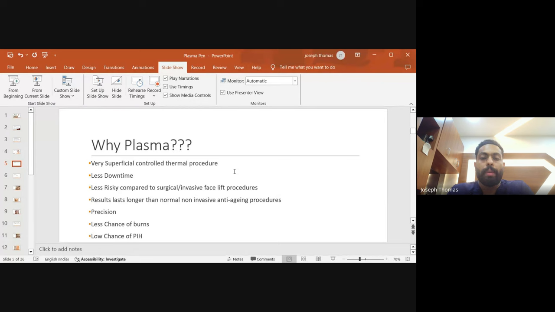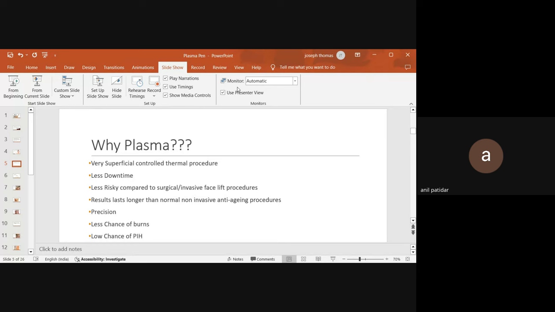So why plasma? A lot of doctors were asking me, I have an RF cautery machine with me, so what is the use of plasma? What are the actions?